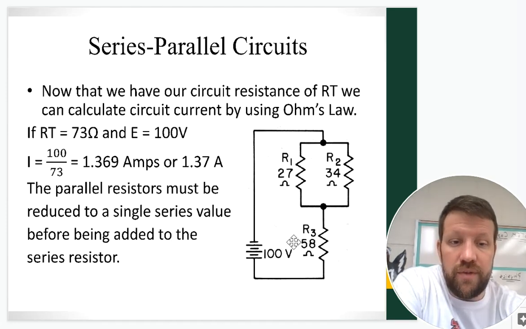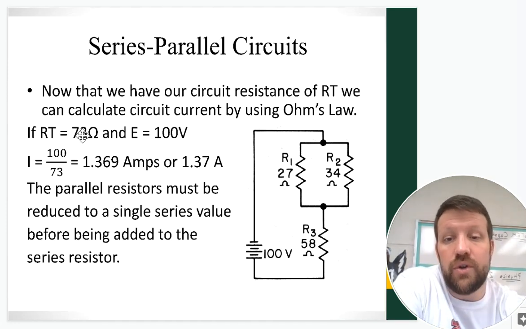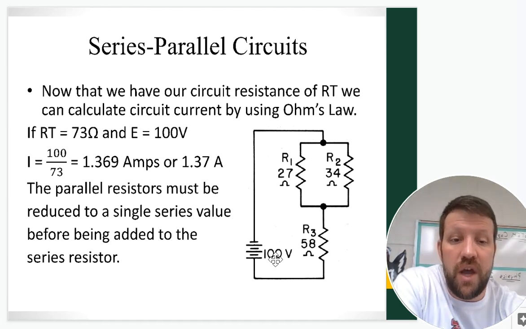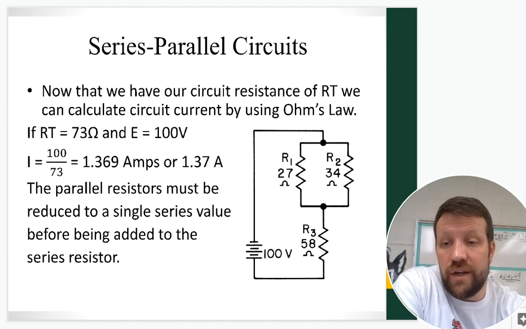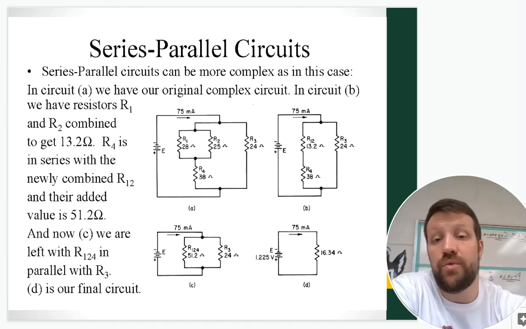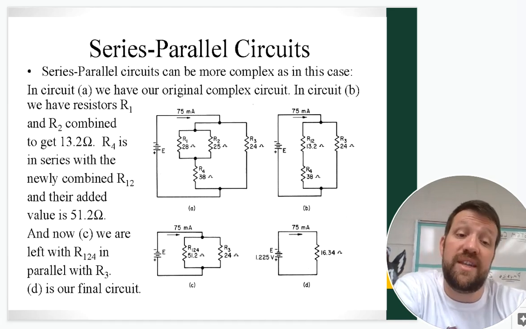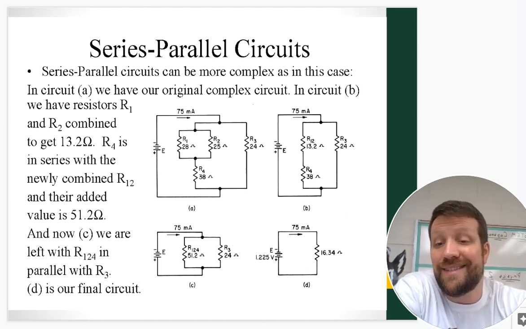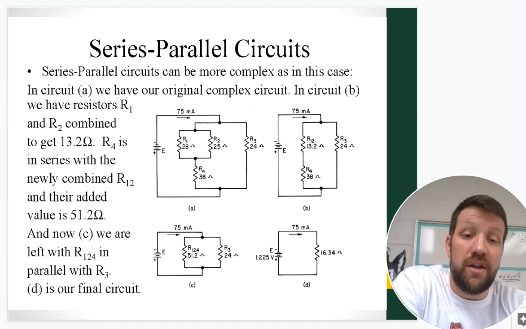Once we've combined all of them together, we'd have our total resistance, 73 ohms. We've got 100 volts put in here, and so we could find our total current. Now, combining these down, I think this is a step worth looking at. I want to go through this one step by step so that you see how these can be combined and simplified in terms of circuits here, okay?